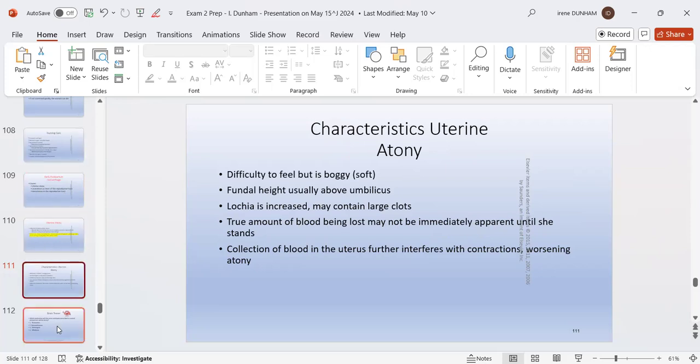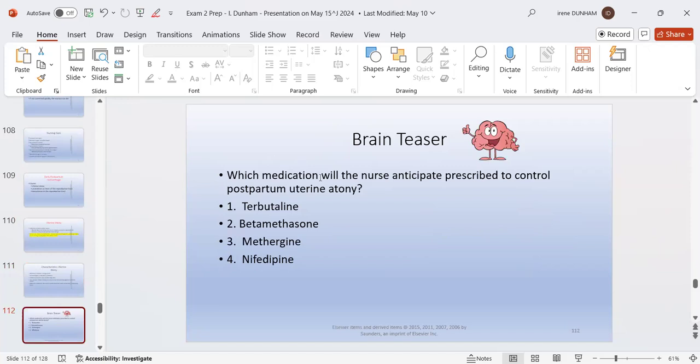All right, and that's the whole thing. Make sure it contracts. All right, so your brain teaser. Which medication will the nurse anticipate being prescribed to control postpartum uterine atony? So which one of these would do that? One. No, not terbutaline. Terbutaline would be used for premature labor. So write down terbutaline, premature labor. Okay. Is that 3? 3, Methergine.